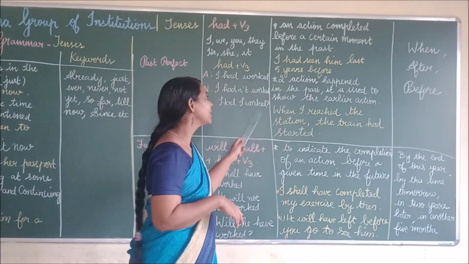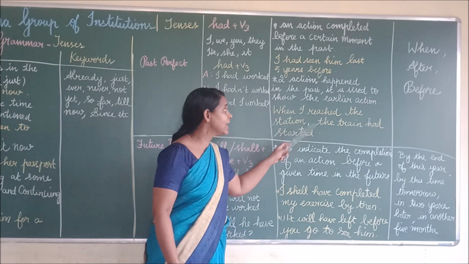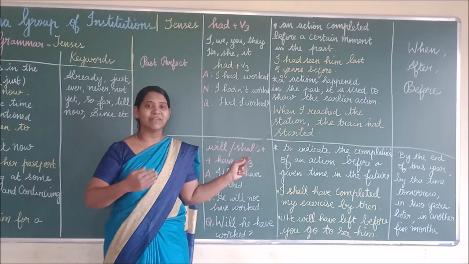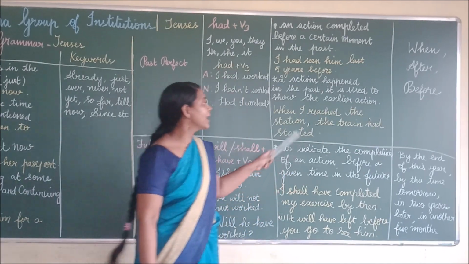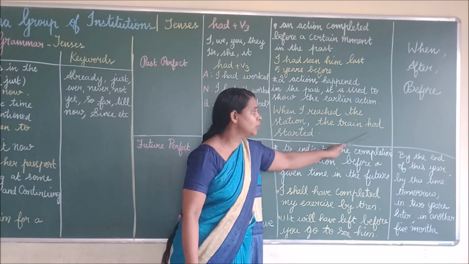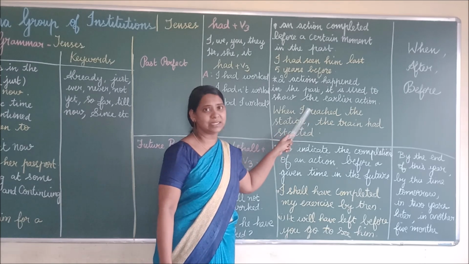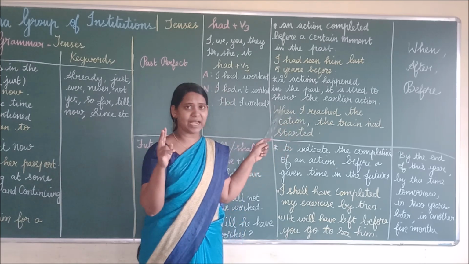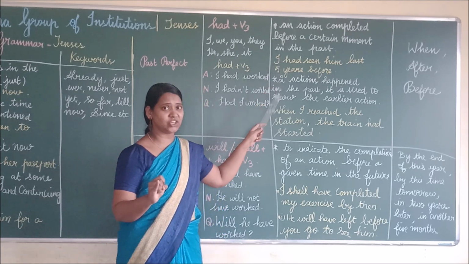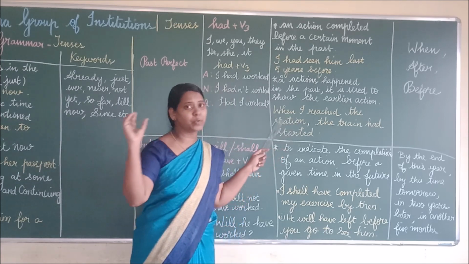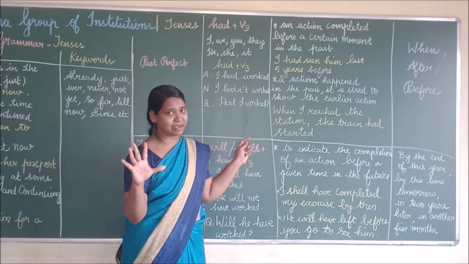For example, when I reached the station, the train had started. Okay? In the first action, we have used past perfect tense. In the second action, we have used past tense. Is it clear? In the two conditions, we are using past perfect tense. First condition, to indicate an action completed before a certain moment in the past. I had seen him 5 years before.